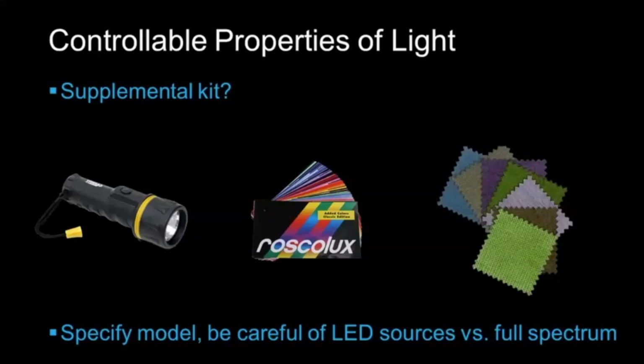So consider how a small, affordable kit that is predictable can help fill in those gaps for you. And I also put in here for flashlights, be careful of LED sources just because they're not full spectrum. And gel reacts very differently on an LED source than it does on an incandescent source. I'm sure all of you know that, but it's worth being said. And that's why I say maybe specify a model, go to Amazon or whatever, buy this very specific thing so that you can get consistent results.